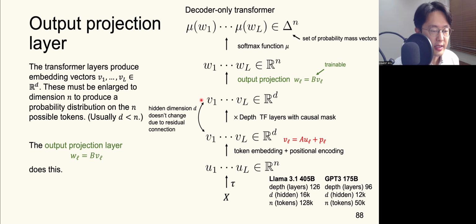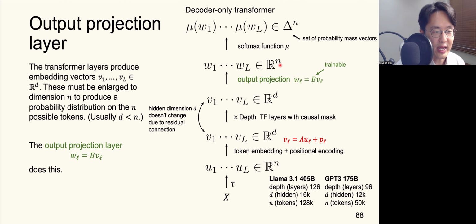But then at the end, because we're training a causal language model that needs to assign probabilities to all possible n tokens, we need to enlarge the vector size from dimension d to dimension n. For reference, for the Llama model and for the GPT models, the hidden dimension d is usually smaller than the number of tokens. That's because in order for the language model to be multilingual, it's beneficial to have a large token count. But in order to make the internal computation more efficient, you want the internal hidden dimension to not be too large. So usually the hidden dimension d is smaller than the number of possible tokens.